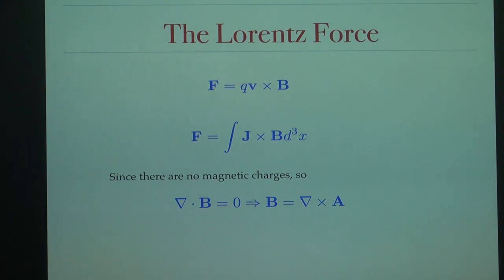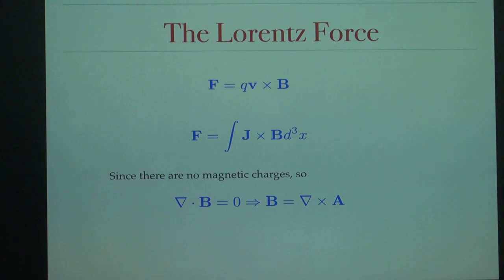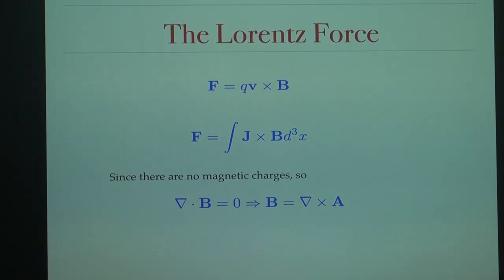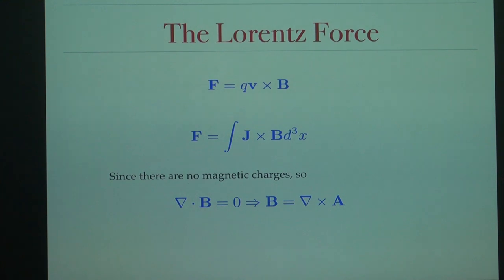In electrostatics, we had the charges. We know that there are plus and minus charges. We can observe them, and we can measure the value of the charge, for example, in the Millikan experiment. We had a seminar devoted to the Millikan experiments, I believe 3 years ago, where we discussed how Millikan measured the value of the electric charge. And there are no magnetic charges.